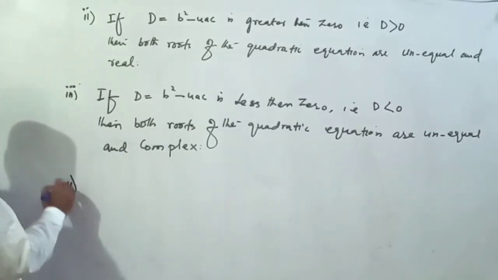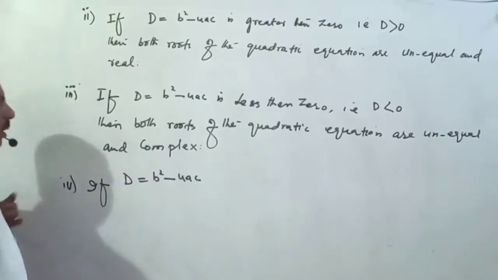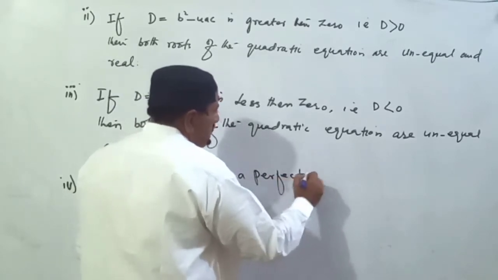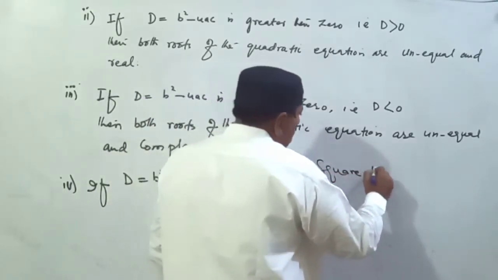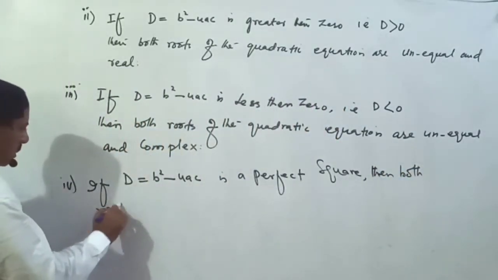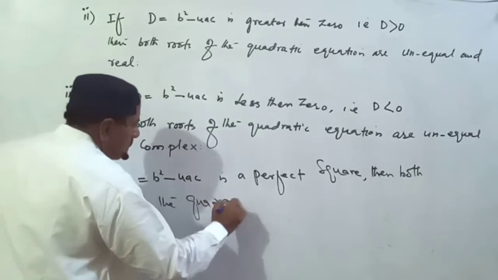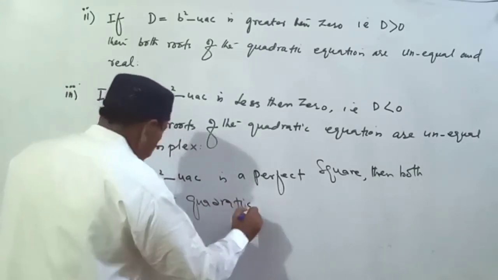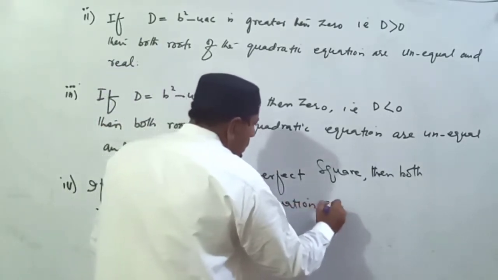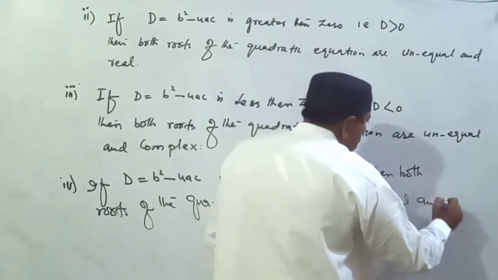Number 4 is, if D equal to b square minus 4ac is a perfect square, then both roots of the quadratic equation are unequal and rational.